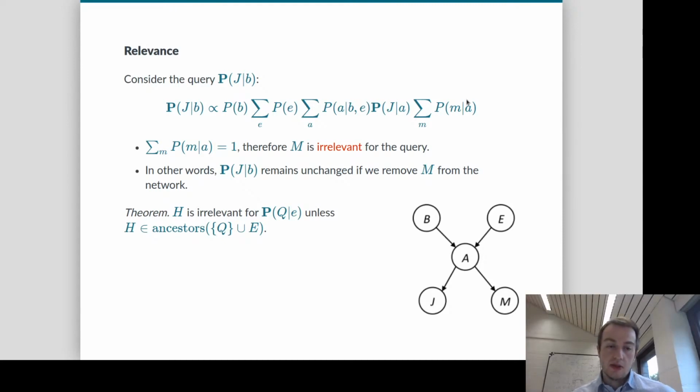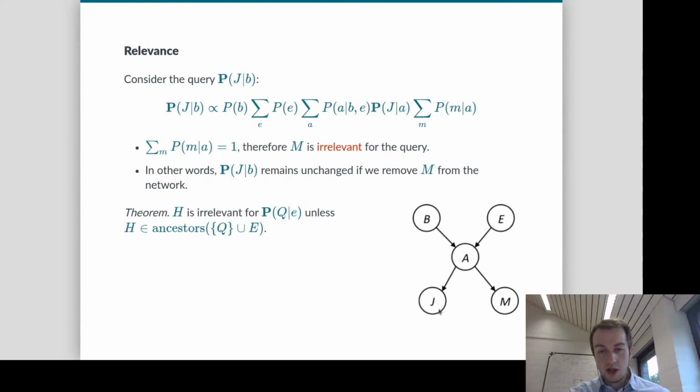Okay, and this is something you can always do. If your query is p of q given e, then you can remove all the variables h that are irrelevant for the query. And this is something you can check. You can prove that some variable h is irrelevant for the query q given e, unless h is one of the ancestors of the variables in the union of q and e. So in this case, the union of q and e is j and b.